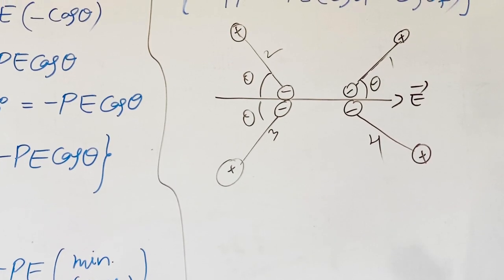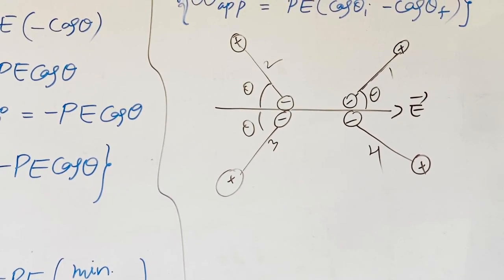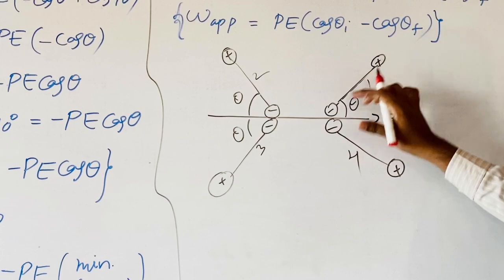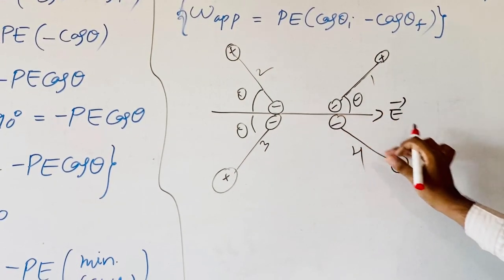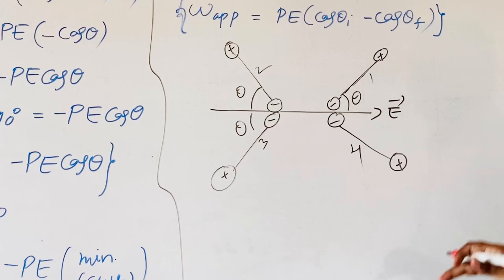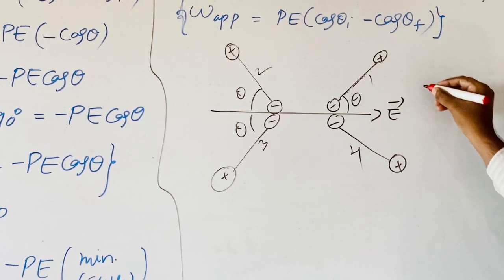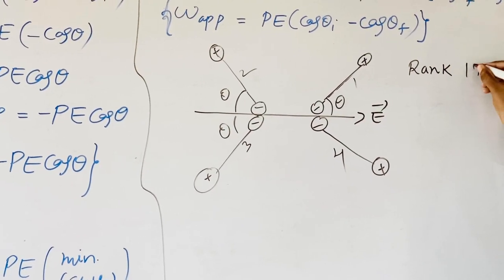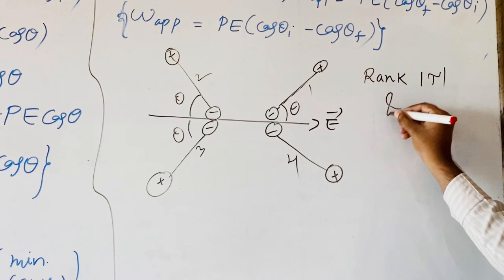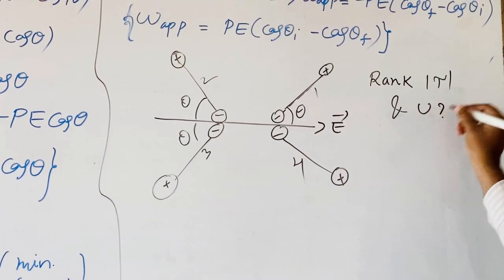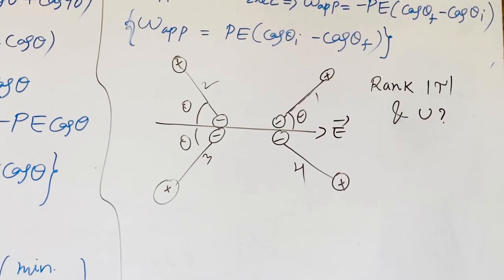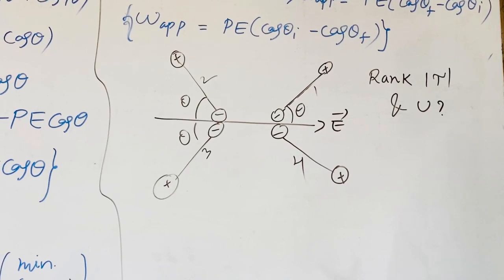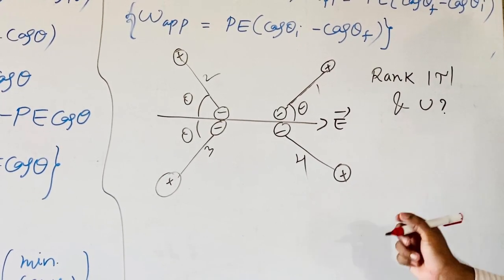These four dipoles have charges that are equal in magnitude and opposite in sign. All of these dipoles are of the same length. Now the question: rank these dipoles according to the magnitude of the torque as well as according to the value of potential energy. Dear students, please pause the screen for 2 minutes and think yourself, try to answer it. Okay, now listen to the answer.